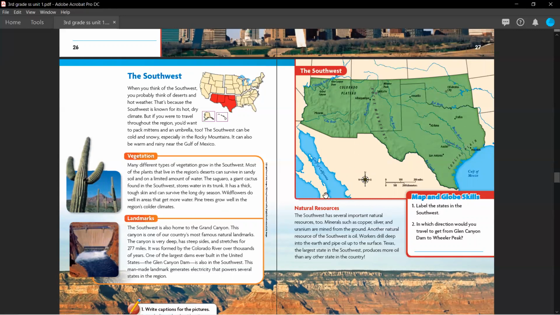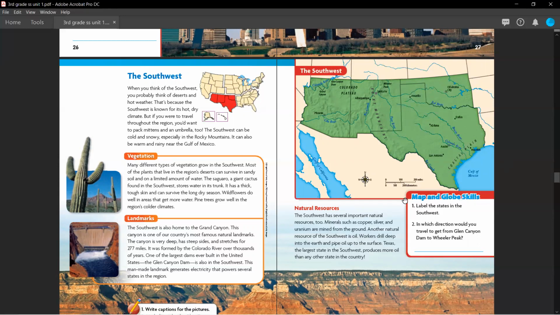Natural resources. The Southwest has several important natural resources too. Minerals such as copper, silver, and uranium are mined from the ground. Another natural resource in the Southwest is oil. Workers drill deep into the earth and pipe oil up to the surface. Texas, the largest state in the Southwest, produces more oil than any other state in the country.